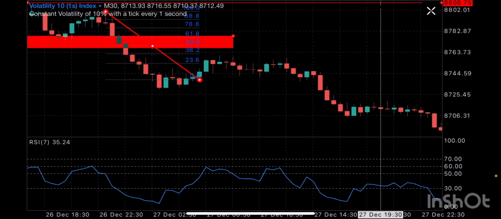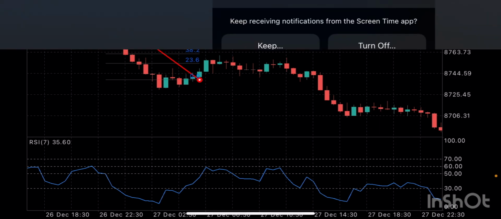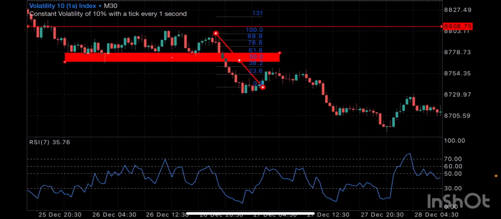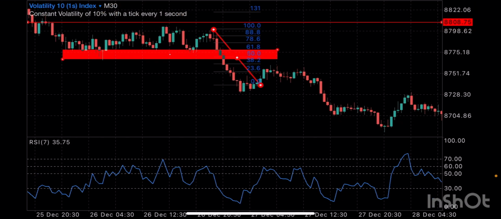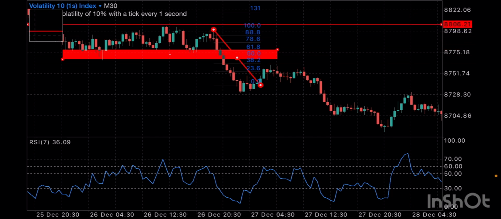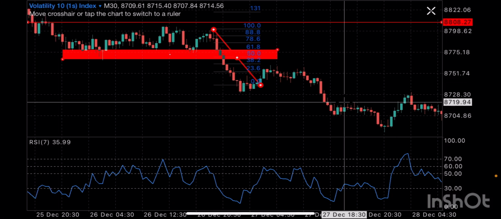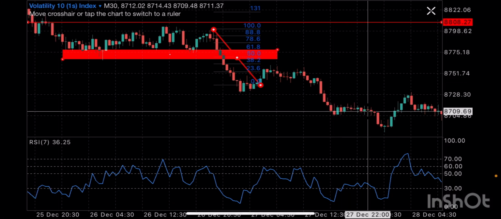Now, does it mean I will move my SL all the way to this point now? No. I will not move my SL to this point. I'm not going to move my SL to this point, right? I'm still going to leave it here because that is not a valid retracement. So what the market did here was not valid.